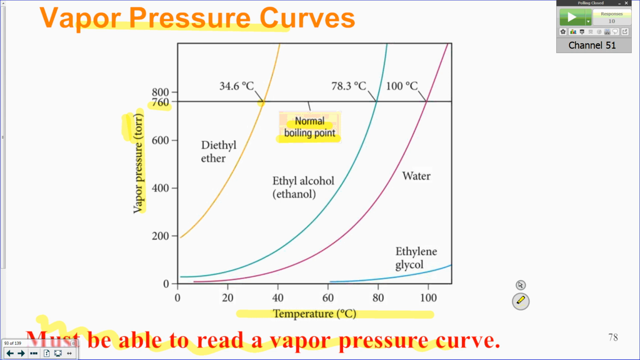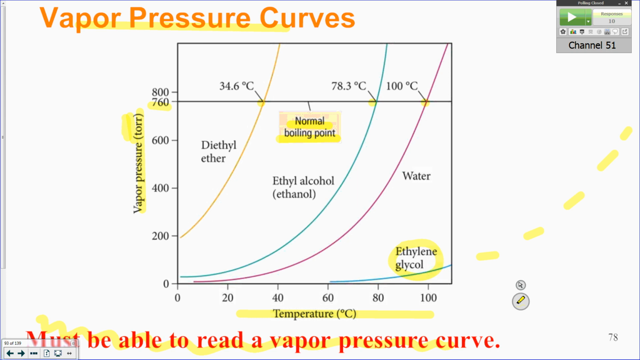So diethyl ether, it's right above room temperature. It's around 35 degrees, and that's what makes it a solvent we have to be careful with. Ethanol, it's at 73 or 78. Water, it's the 100 that we're familiar with. Ethylene glycol, it's not even on the scale. I mean, it's way, way out here, because this one has very high intermolecular forces, 2 hydrogen bonds that can form.